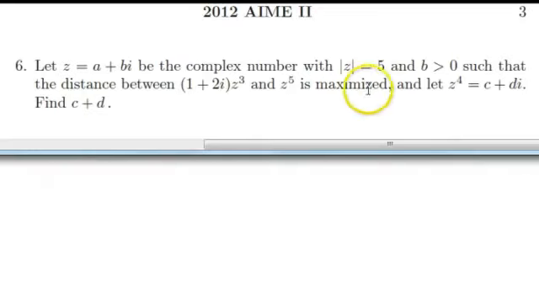So here is question 6. In question 6, you might want to pause it and read it, or if you have it in your own copy, that's great. But we have complex numbers, and we're looking at all the complex numbers that have absolute value 5, but we also want their imaginary part to be greater than 0. And then we're going to take the distance between (1 plus 2i) times z cubed and z to the 5th. So let's see if we can figure out how to do that.